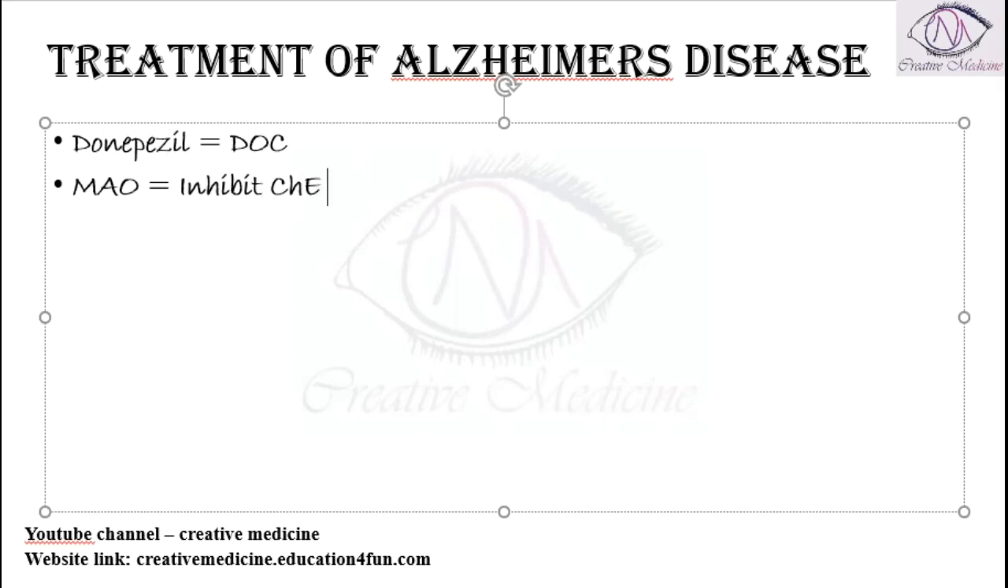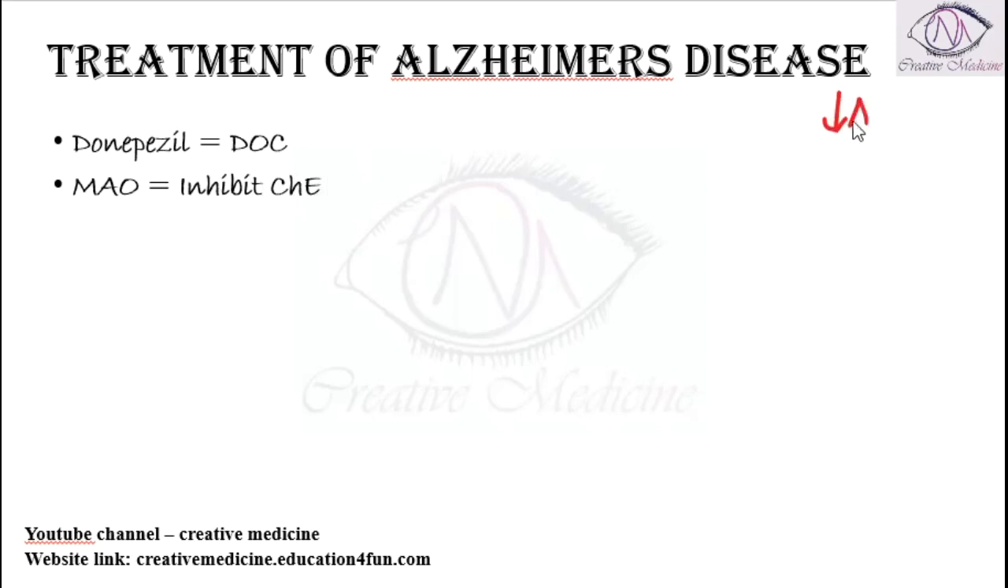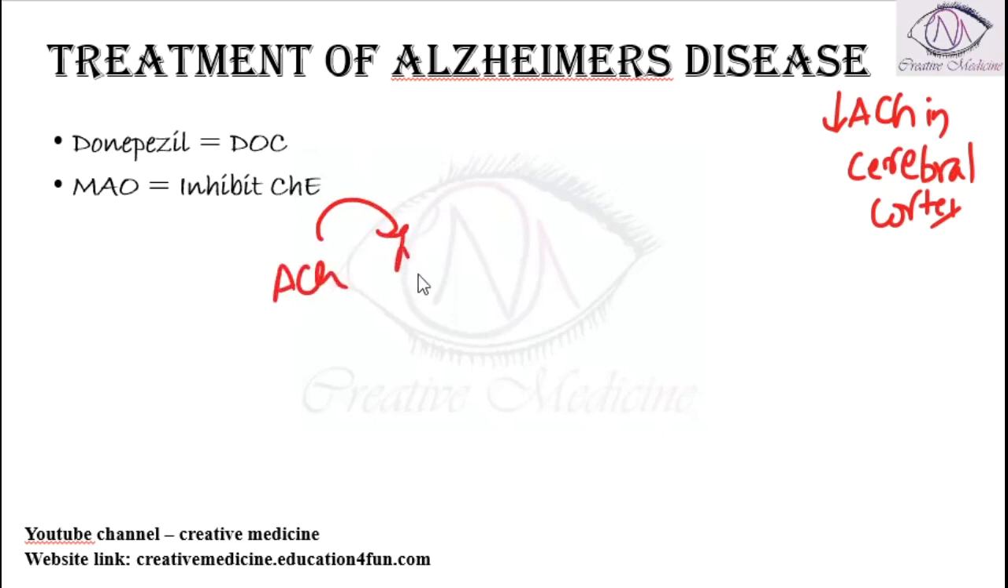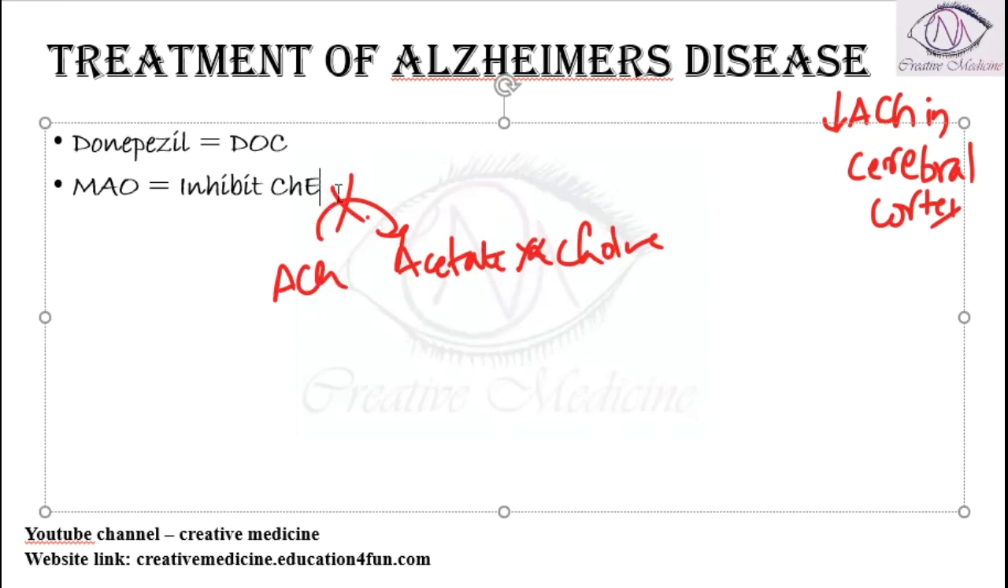Actually, Alzheimer's disease occurs mainly due to decreased acetylcholine in the brain, in the cerebral cortex. Now, donepezil will inhibit cholinesterase, which actually converts acetylcholine to acetate and choline. Because it inhibits the cholinesterase, this conversion of acetylcholine to acetate and choline does not occur. As a result, acetylcholine levels are increased in the cerebral cortex. Thus, donepezil will increase the acetylcholine levels in the cerebrum.